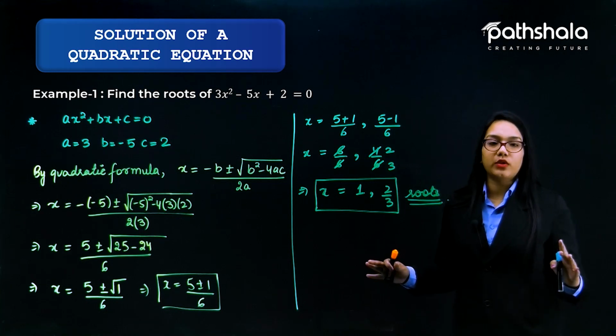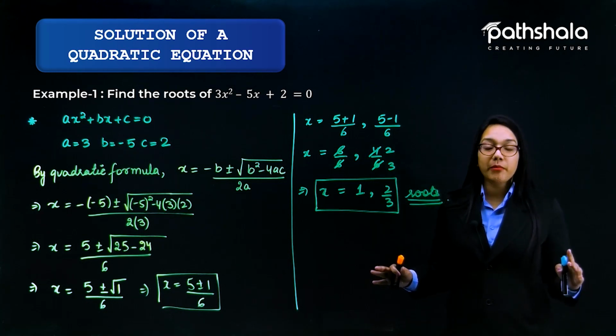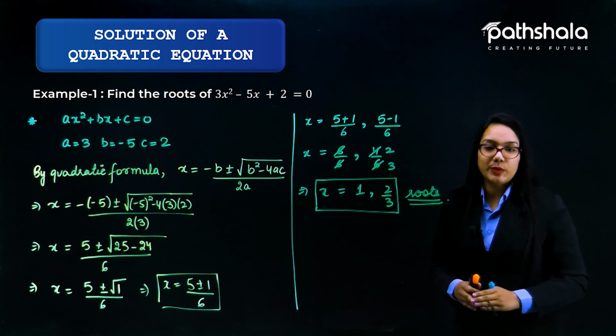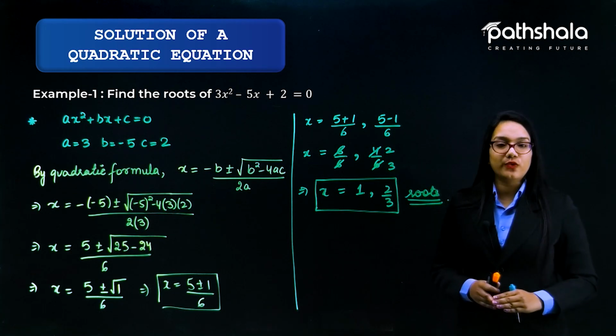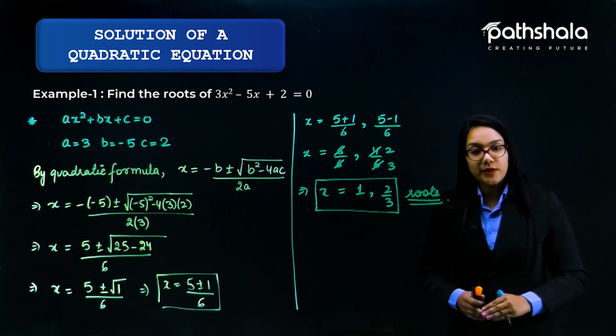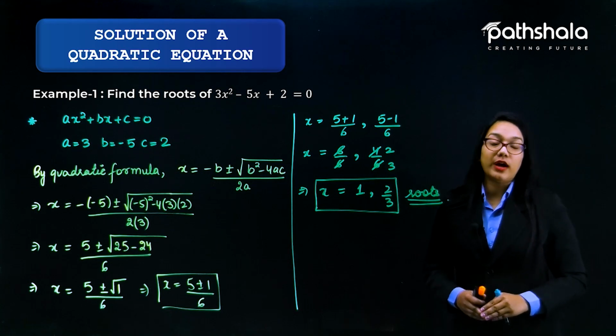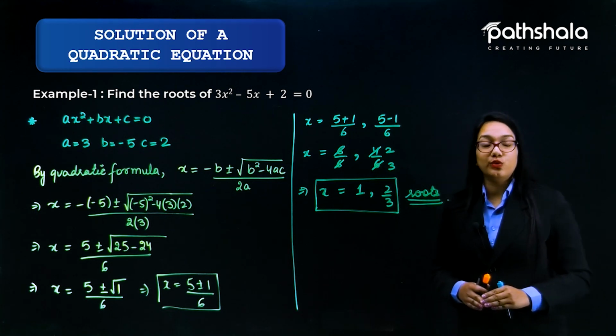So this is all about the quadratic formula. Always remember, x is equal to minus b plus minus square root b square minus 4ac by 2a is called the quadratic formula, and using it we can find the roots of any quadratic equation.